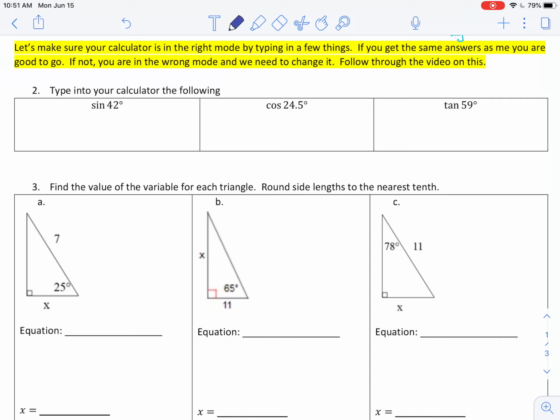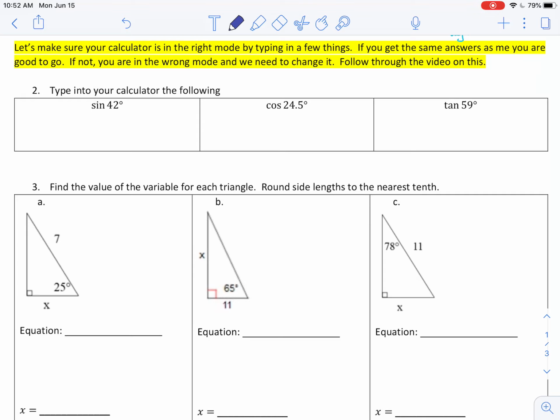Okay, so we need to type these out on our calculator to make sure that we are in the right mode, which is basically another way of saying right units. Angles can be measured in different units, so we've got to make sure we're all working in the same units. We want them in degrees because I want to know what is the ratio, which is just going to be a terrible decimal. What is the ratio that happens if I take the sine of 42 degrees?